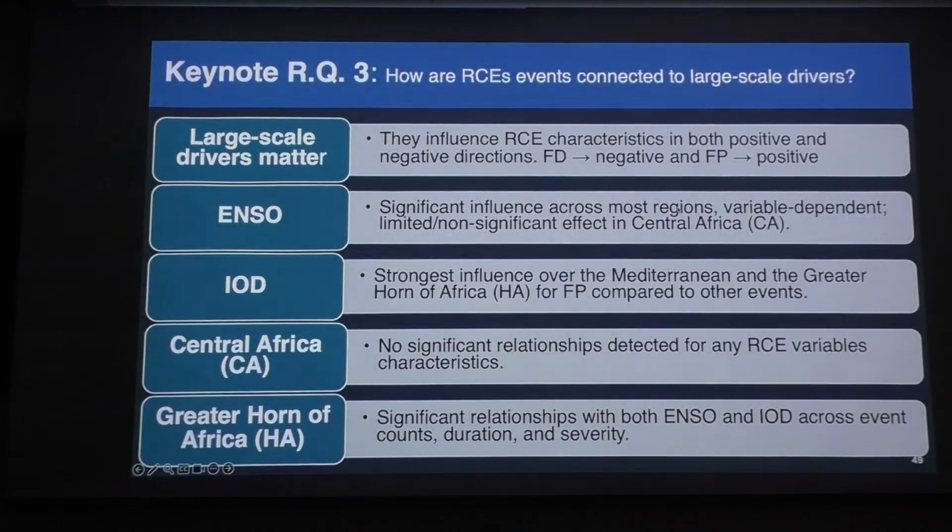So to conclude my research question 3, large scale matters. I've not checked MJO, but it is there; I've checked only two of them, but they do matter. They do influence this rapid change characteristic in both positive and negative directions. ENSO and IOD over Central Africa did not show any correlation at all. And most of the Horn of Africa had the strongest relationship with ENSO and IOD.